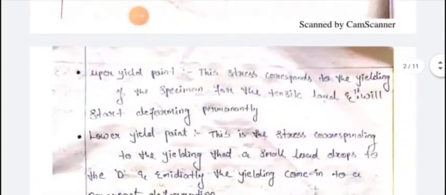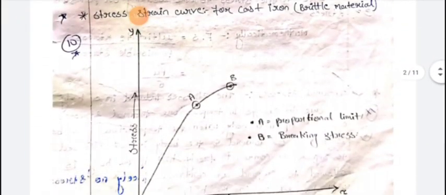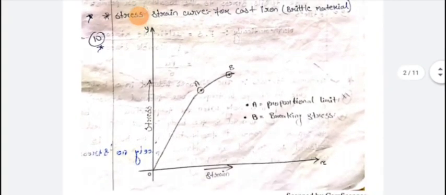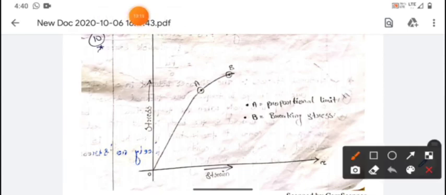Next I will discuss the stress strain curve for brittle material. Which is a brittle material? A material which contains a high amount of carbon, more than 2.5 to 4.7% carbon, is called a brittle material. An example is cast iron. Here the cast iron curve is very easy to understand. It has got only 2 points.